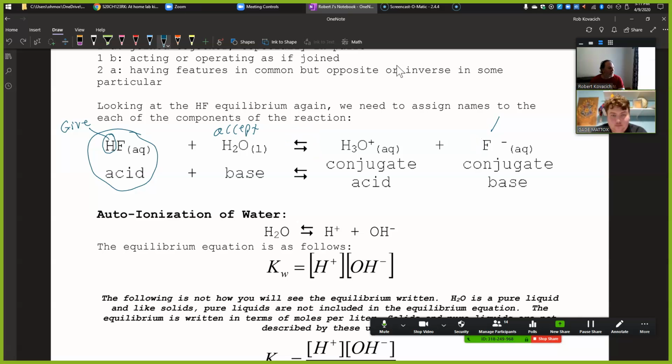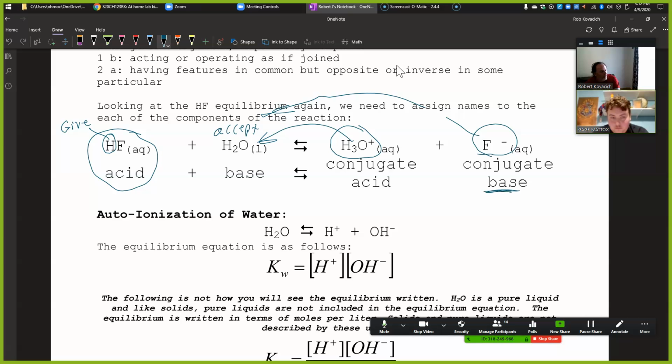So what is this? It's going to act like a base because it's going to accept a proton. And what's this hydronium ion going to do? It's going to give away one of its H's, so it's going to act like an acid. And so the hydronium ion is going to turn back into water. The fluoride ion is going to turn back into hydrofluoric acid.